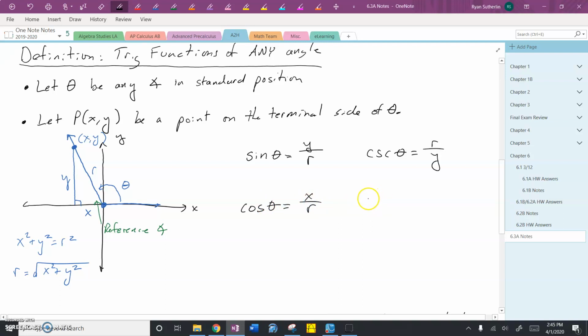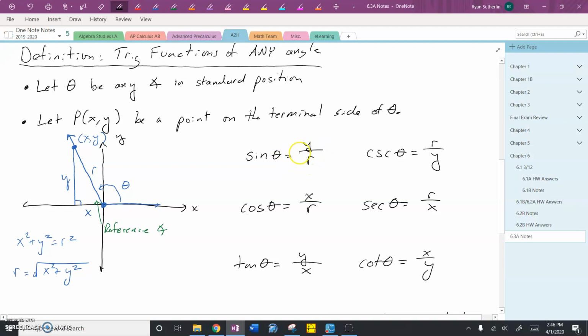Tangent theta, secant theta would be r over x. Tangent theta is y over x. Cotangent theta is x over y. Now notice, sine of theta, r is always positive.